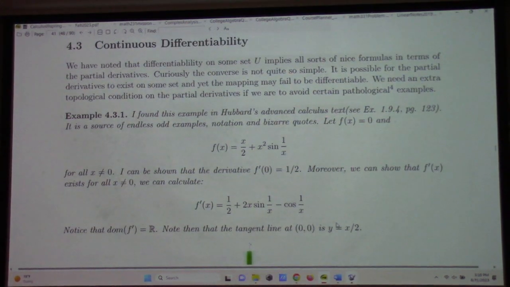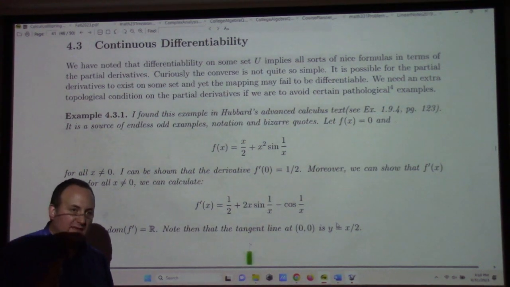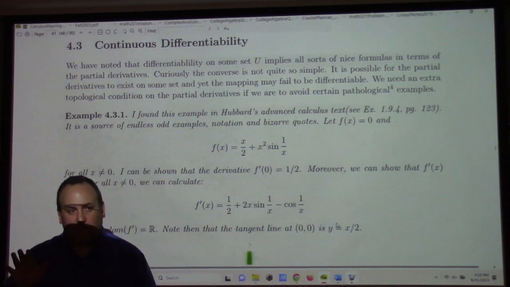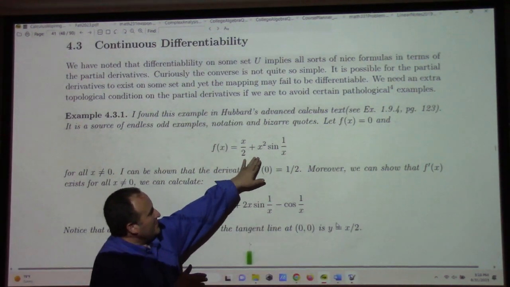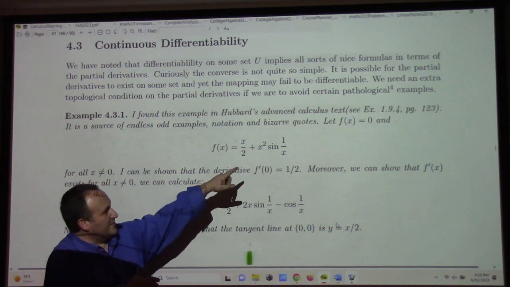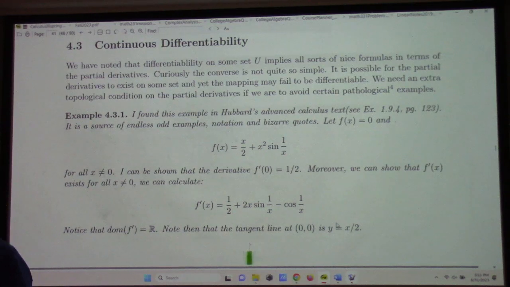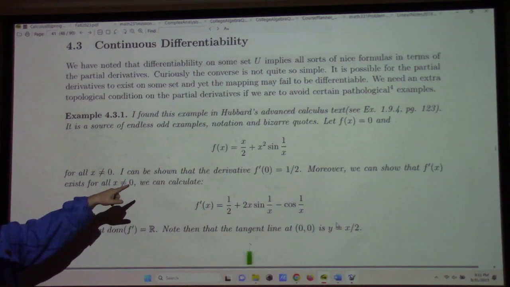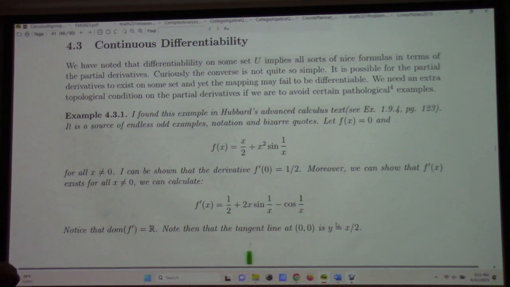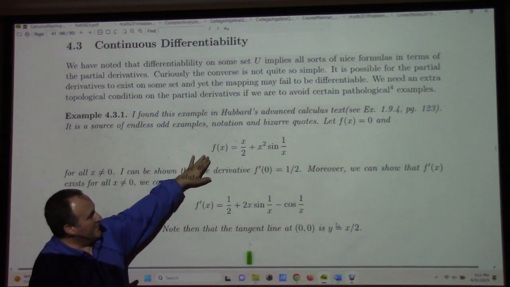So continuous differentiability is what we need to understand. And to understand what continuous differentiability is, you must first understand what it's not. So you need to see an example of a function. This function, f of x is equal to x over 2 plus x squared times sine of 1 over x, given the definition f of 0 is 0. You can prove that the derivative of this function at 0 exists, in the sense of the limit, the difference quotient definition of the calculus 1 derivative. In fact, the derivative at 0 exists, and yet when you calculate the derivative away from 0, what do you get? You get this.